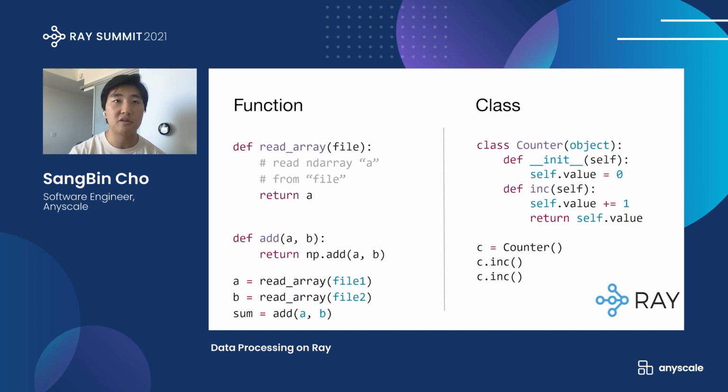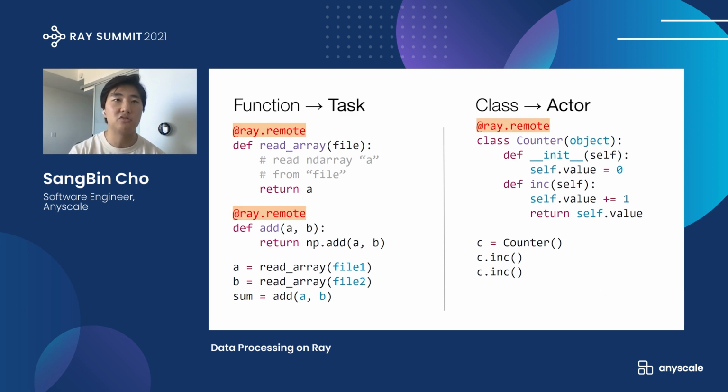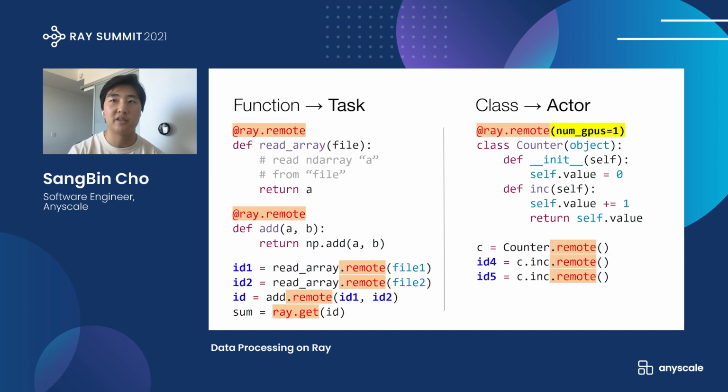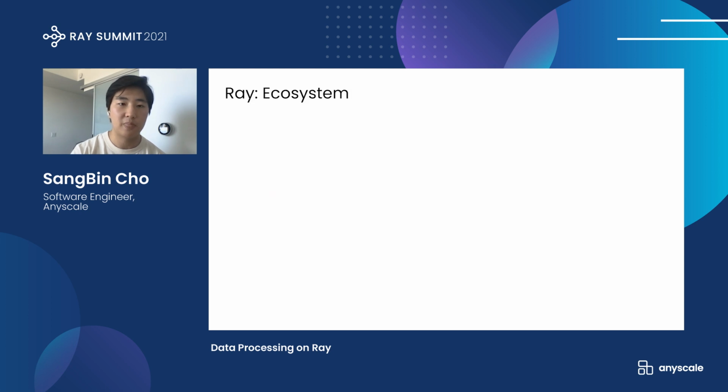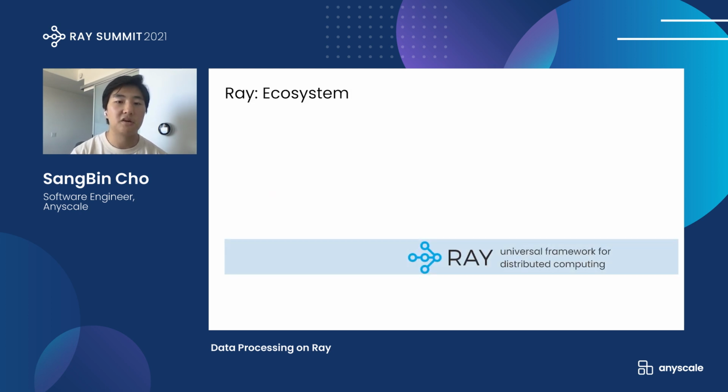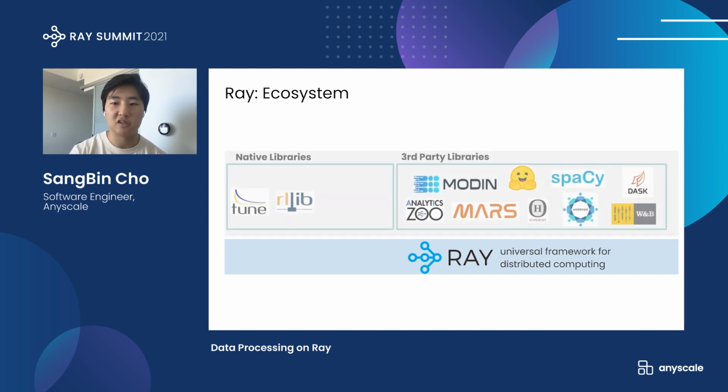So this is a simple Python program I prepared to demonstrate Ray. As you can see, on the left side it's a function, and on the right-hand side it's a class. It's a very simple function and class. And in Ray, you just need to annotate the function and class using ray.remote. And just by adding .remote after the function invocation or class initialization, you're able to execute them in a distributed manner. Ray is a framework for distributed computing. It allows you to write distributed applications like a single machine program.